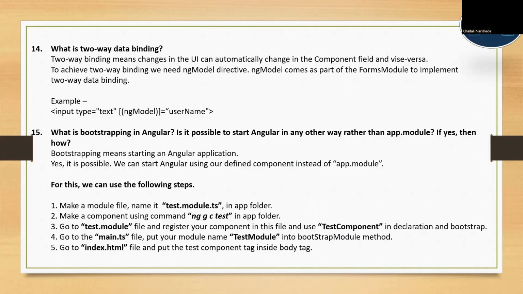Next question is, what is two-way data binding? Two-way data binding means a change in the UI automatically changes the component field and vice versa. To achieve two-way data binding, we need the ngModel directive. ngModel comes as part of the FormsModule to implement two-way data binding. Here is the example I have provided of how we can achieve two-way data binding. You have to write ngModel equal to, and provide your property name.